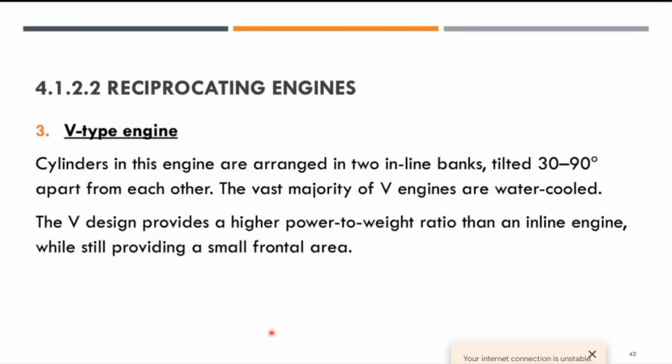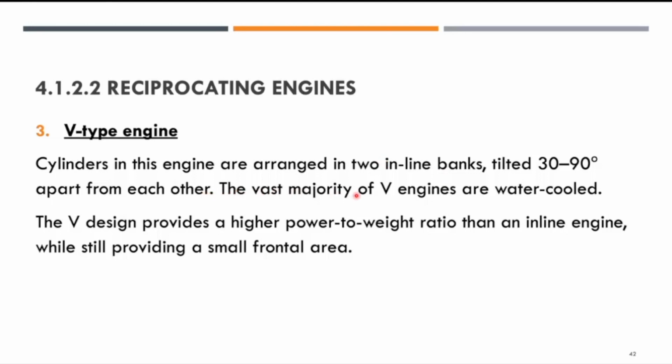Right, we move on to the third type of reciprocating engine, the V-type engine. Cylinders in this V-type engine are arranged in two line banks. Normally it's tilted like this, 30 to 90 degrees apart from each other.